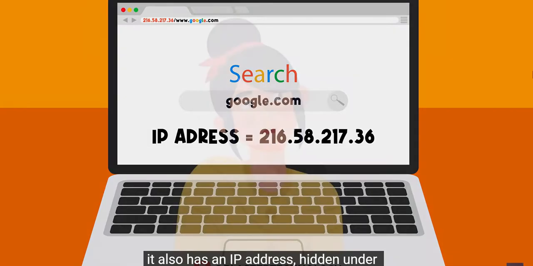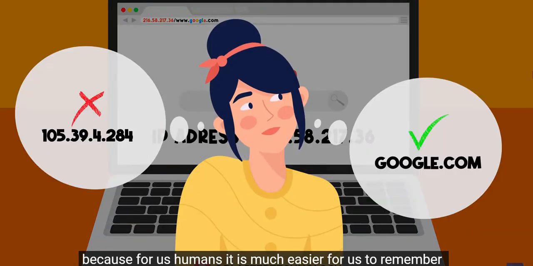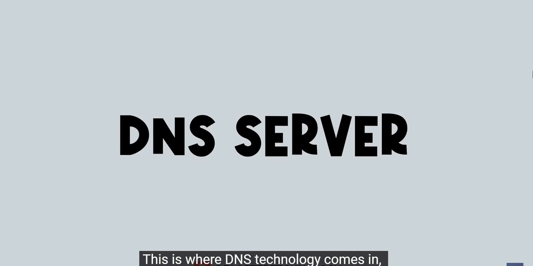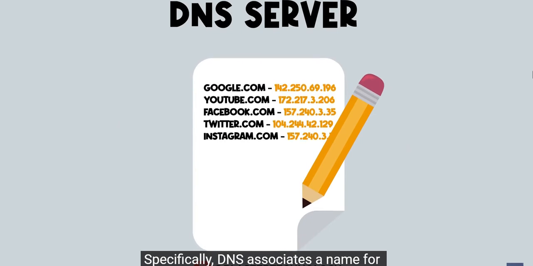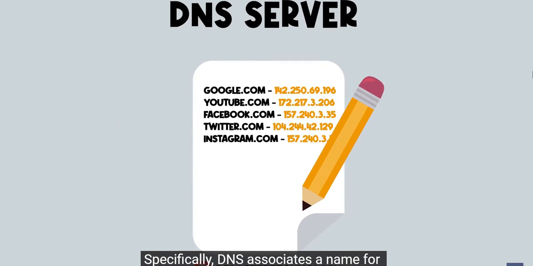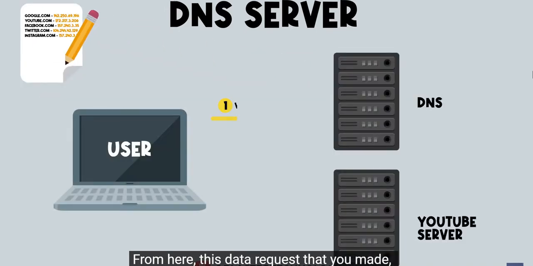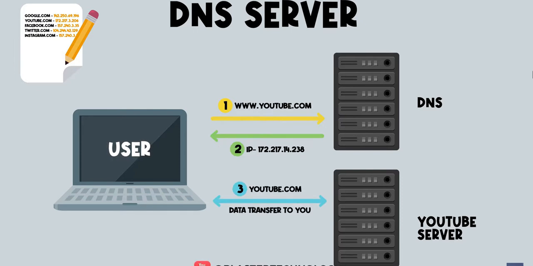Because for us humans, it's much easier to remember google.com than to remember numbers like 105.39.4.284. This is where DNS technology comes in, which works like a phone book. Specifically, DNS associates a name for each website IP address in the world. From here, this data request that you made is transmitted to the respective server and the data transfer to you starts.